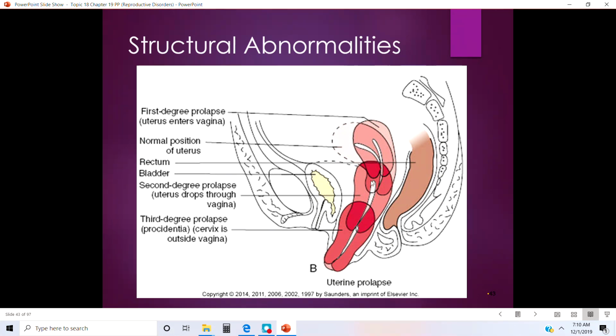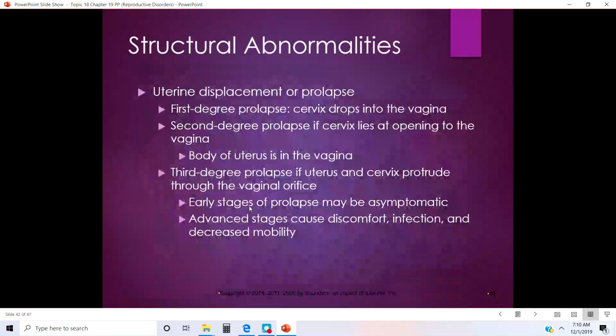So you'll notice from the normal position of the uterus, as it descends down, it drops. We'll have a first degree prolapse. Then as it's in the vaginal canal, it's going to be a second, and then actually protruding, the cervix coming out of the vaginal canal, would be a third degree prolapse. So first degree prolapse, the cervix is just dropping down into the vaginal canal. The second degree prolapse is where the cervix is at the entrance of the vagina. And then the third degree prolapse is if the uterus and the cervix are actually protruding through the vaginal orifice.